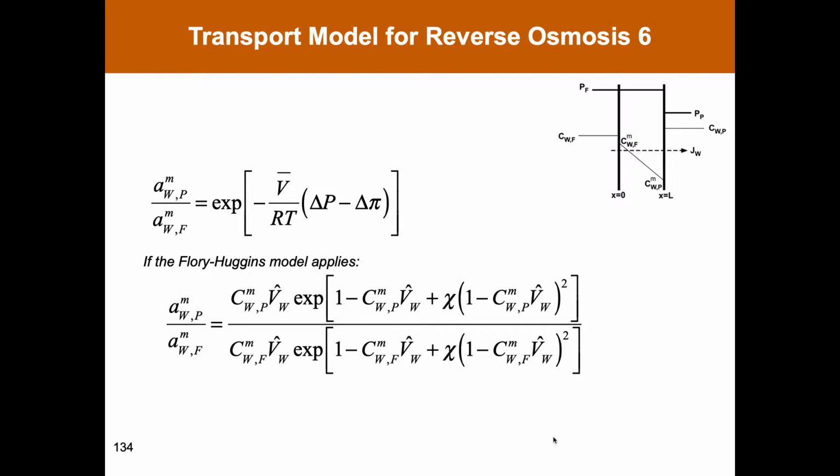If we use something like the Flory-Huggins model for these thermodynamic activities of solvent, we could write that in the nomenclature we're using as shown here, where chi is the Flory-Huggins interaction parameter, and you can start to see now the emergence, the correspondence between this ratio of thermodynamic activities and the ratio of concentrations of the solvent in the membrane at the feed and permeate conditions.